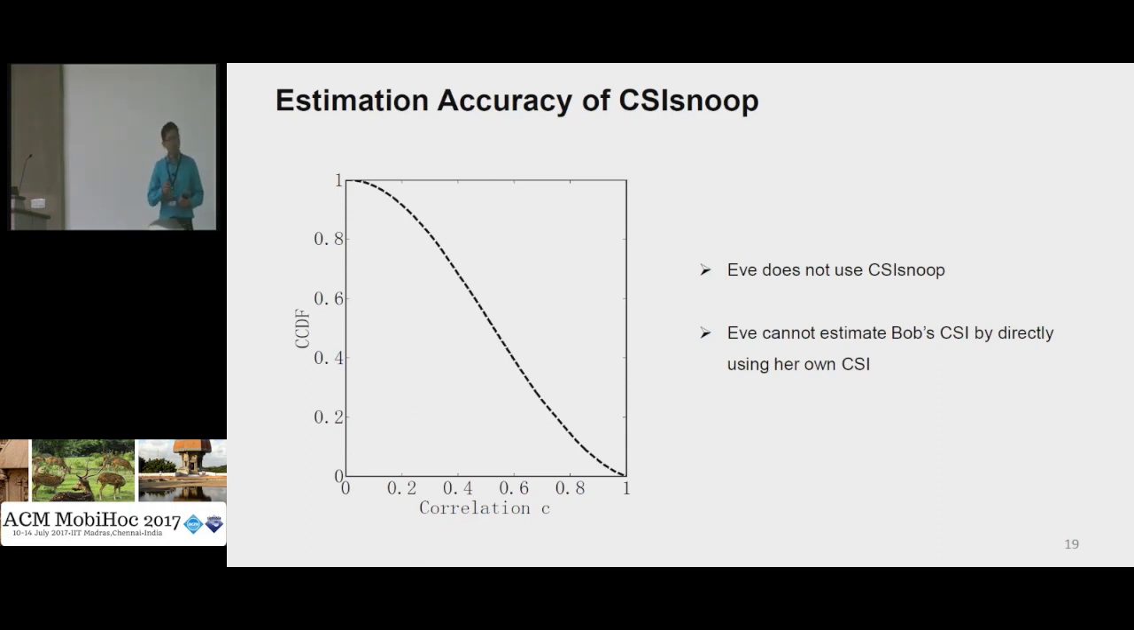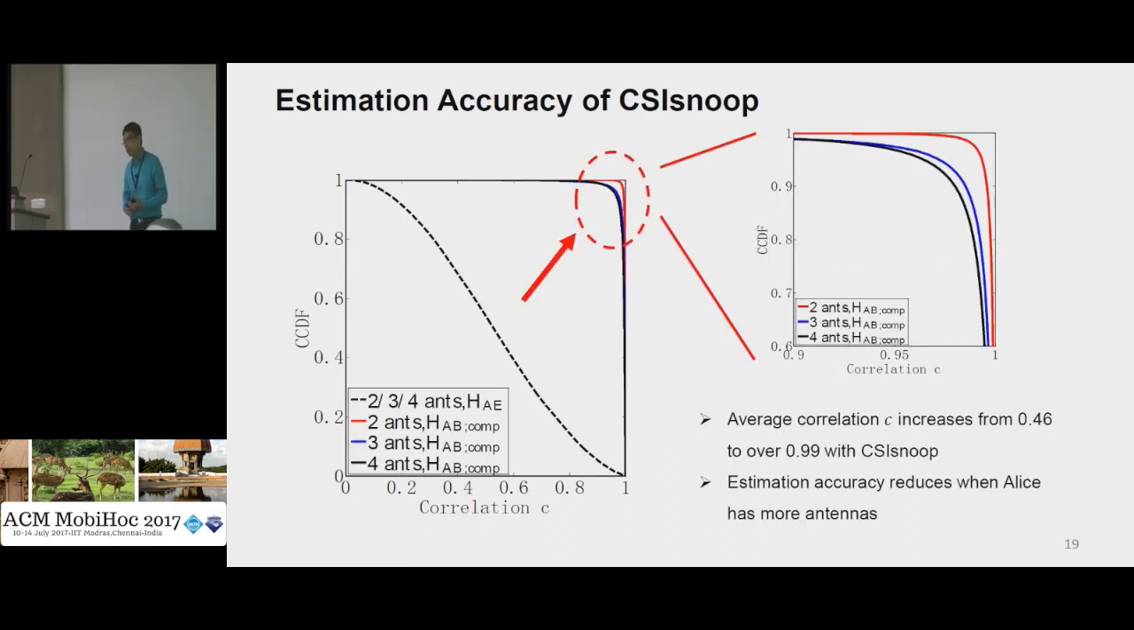In comparison, if Eve employs the CSIsnoop framework, the estimation accuracy can largely increase, and the average value of this normalized correlation C actually increases to over 0.9. Specifically, we can also see from this figure that when the number of antennas that Alice has increases, the estimation accuracy reduces a little bit. The main reason is that when Alice has more antennas, there will be more noise included in the computation process of the CSIsnoop framework. Therefore, the estimation accuracy will reduce.